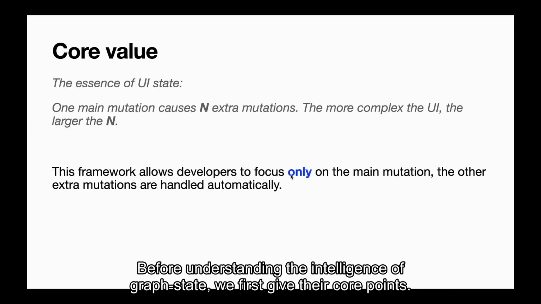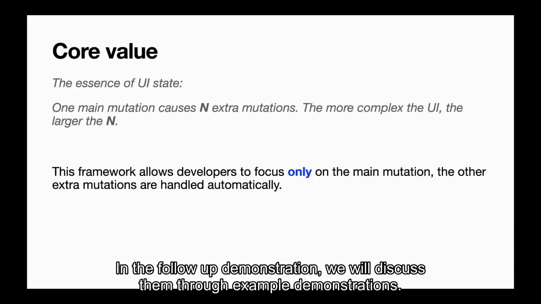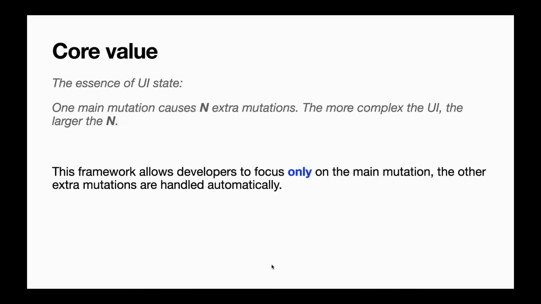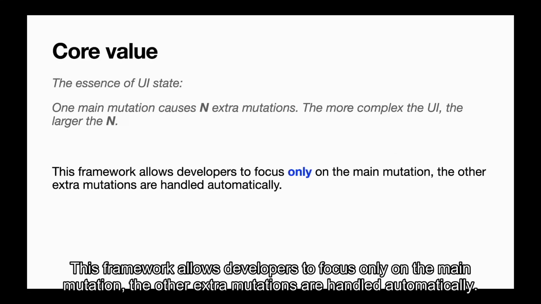Before understanding the intelligence of GraphState, we first give the core points. In the follow-up demonstration, we will discuss them through example demonstrations. The essence of UI state is that one main mutation causes n extra mutations. The more complex the UI, the larger the n. This framework allows developers to focus only on the main mutation; the other extra mutations are handled automatically.